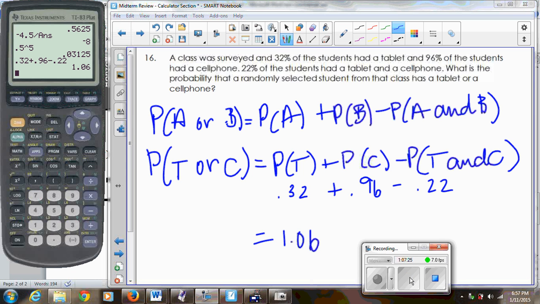Huh. Let me double check this. Okay, well, this is impossible. You can't have 106%, so we actually made an error in this problem somewhere. So just focus on the process for finding this probability. The sum should be less than 100%. There's no way that you can have a more than 100% chance of something happening. But to find the probability of one thing or the other, you add the two individual probabilities and then subtract the overlap.